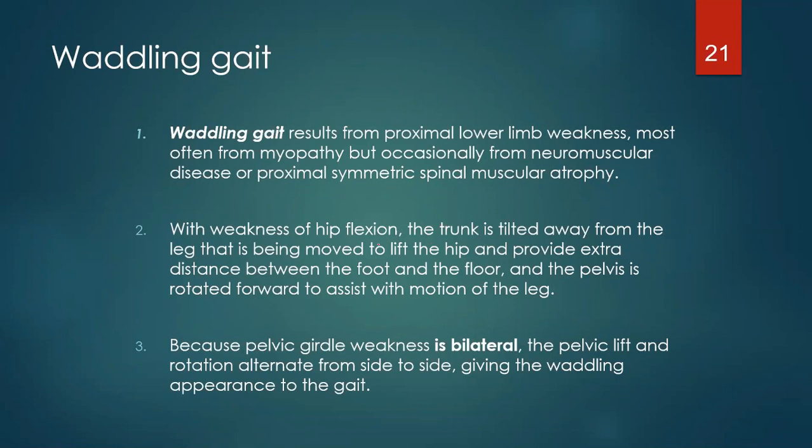With the weakness of hip flexion, the trunk is tilted away from the leg that is being moved to lift the hip and provide extra distance between the foot and the floor. And the pelvis is rotated forward to assist the motion of the leg. Because the pelvic girdle weakness is bilateral, the pelvic tilt and rotation alternate from side to side, giving the waddling appearance to the gait.